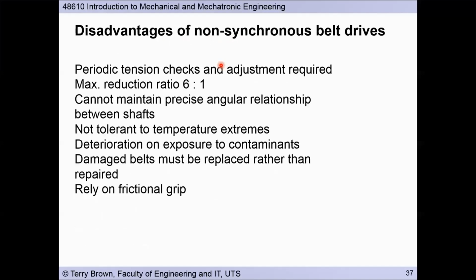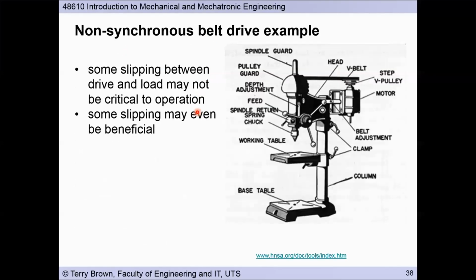We've got the advantages and also disadvantages of non-synchronous belt drives. Here's an example of a non-synchronous belt drive, the V-belt inside a pedestal drill. When you're down in the workshop, you can maybe ask the lab staff to open up the pedestal drill and you can have a look. In this case, we don't need a precise angular alignment between the input and the output. We just need to transmit the rotation. So there can be some slipping, which may even be beneficial if we're trying to work too hard with our drill, or it gets stuck or something. So we have slipping rather than things breaking.